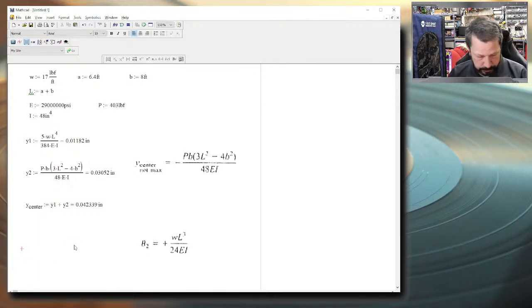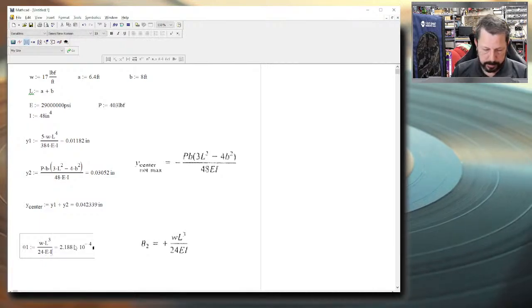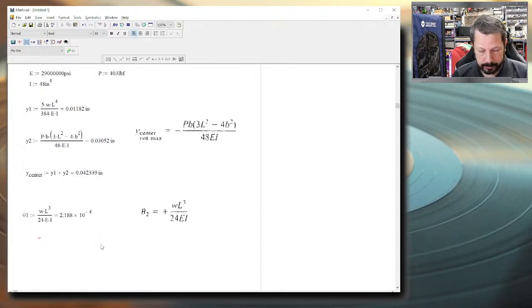Okay, so we'll say this is theta 1. And that equals W times L cubed over 24 times E times I. This one should not have units because it's going to come out in radians. So we get a small number. That seems reasonable.